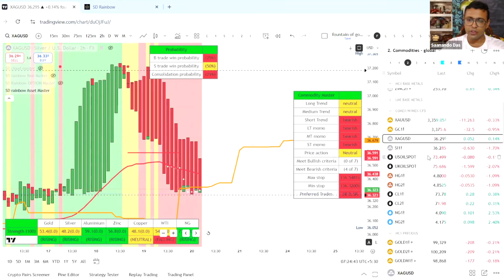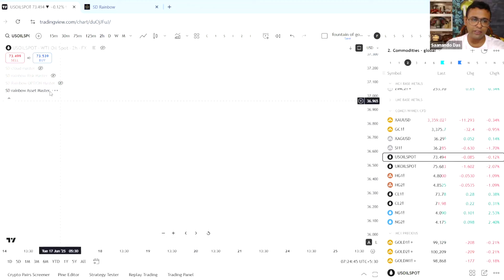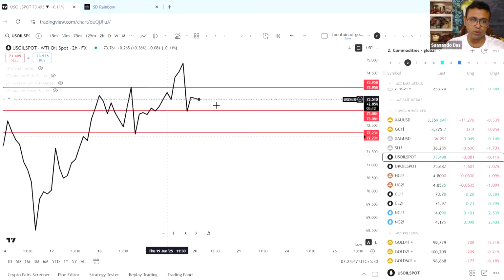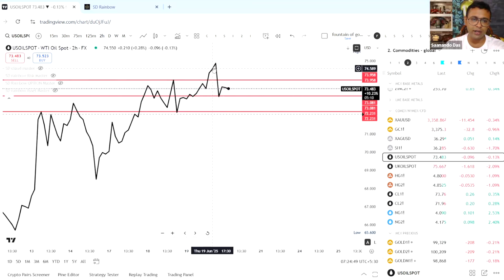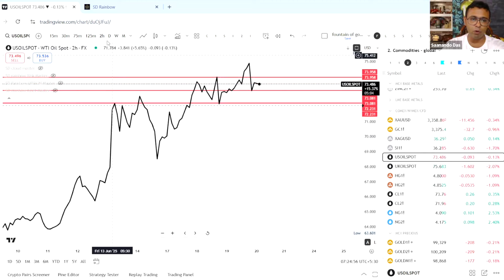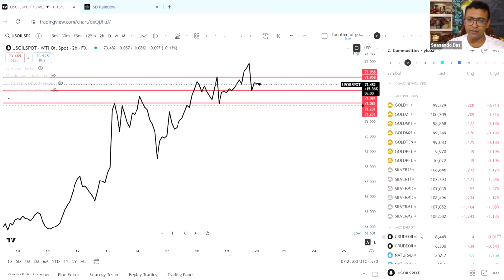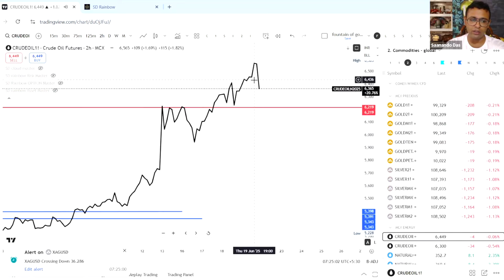Crude oil yesterday was a very good rise from the WTI. Let's look at the WTI. Tried a break, then failed. We were expecting a bullish range. It was a previous important level, 6,600, if you look at the crude oil MCX chart.